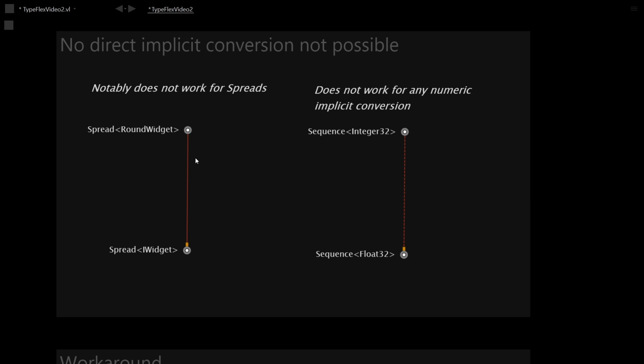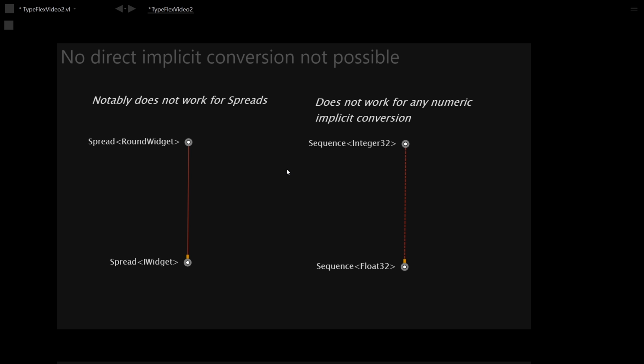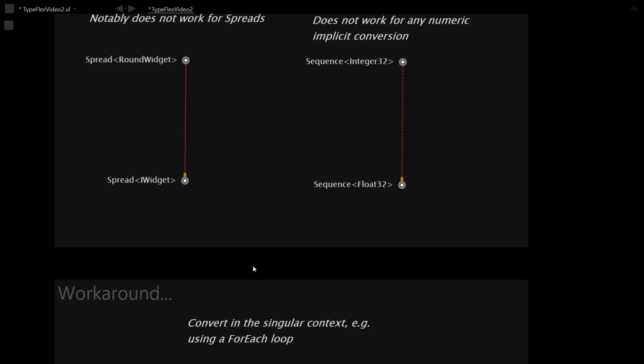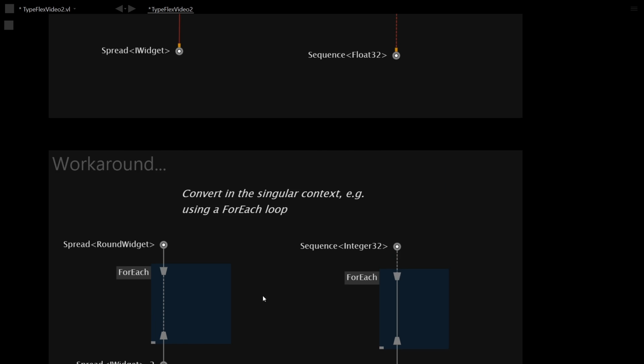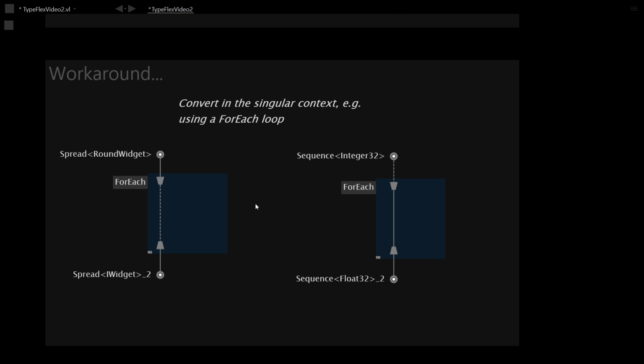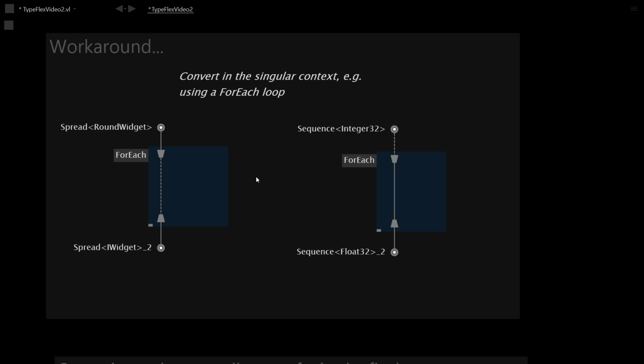In this case, you'll need to do it in the singular context. We'll talk about that. It also does not work for any of the numeric implicit conversions from the start of this video. It only works for reference types, not value types. Again, it's a C# language limitation. So the workaround when this implicit conversion isn't working in the collection context is just to do it in the singular context, where we know it works.